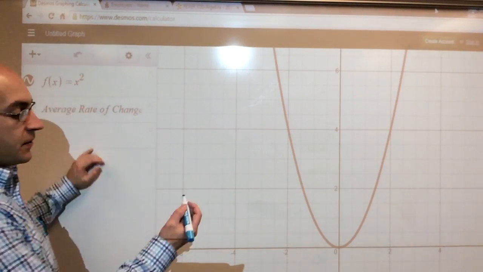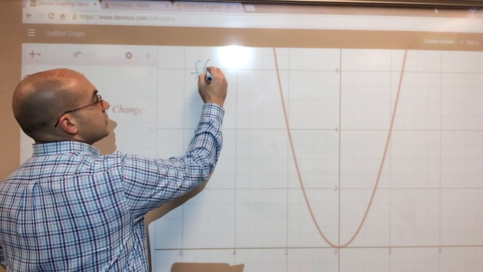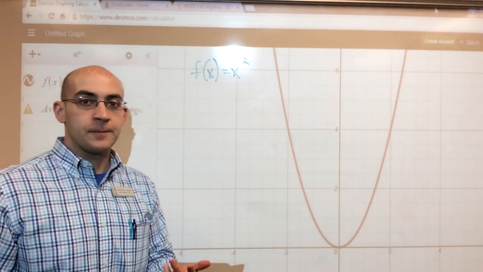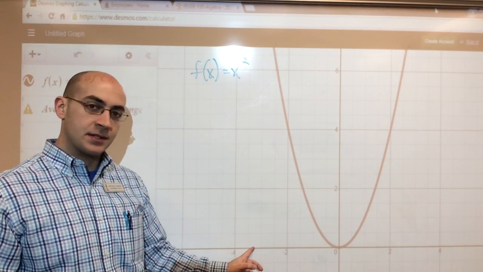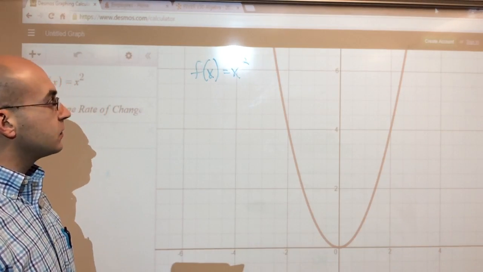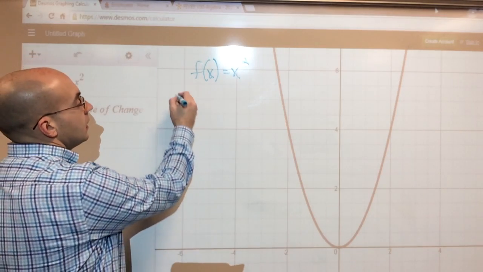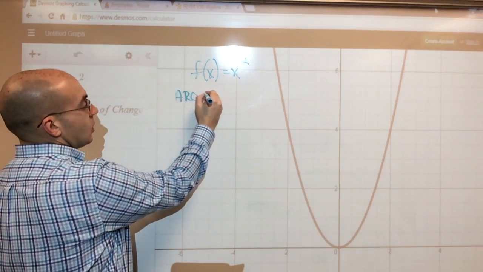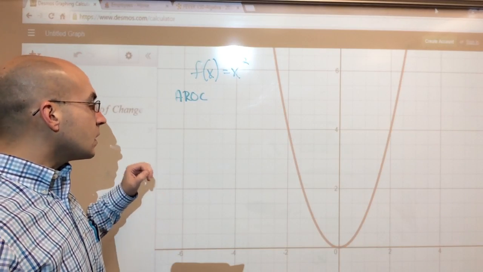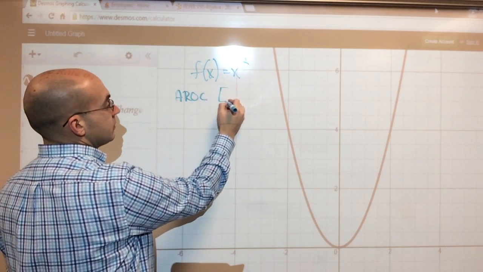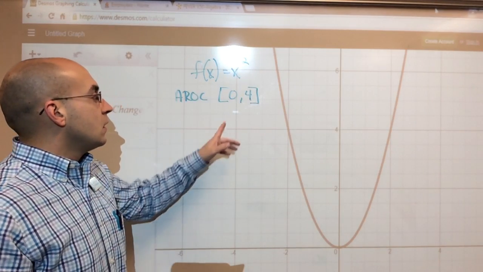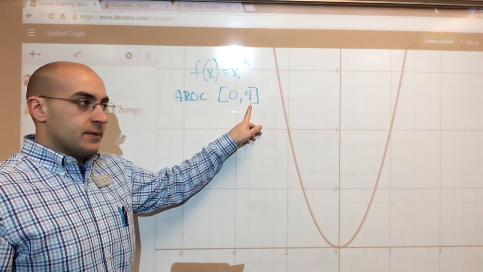So for instance, here's the function f of x equals x squared. So average rate of change is, first of all, I have to give you an interval. I have to give you a starting x point and an ending x point. So for instance, on this one, I want to find the average rate of change, and I'm going to always represent this by AROC. It's just easier to say. On the interval, let's go from 0 to 4. Okay, now, that's an x value, and that's also an x value.